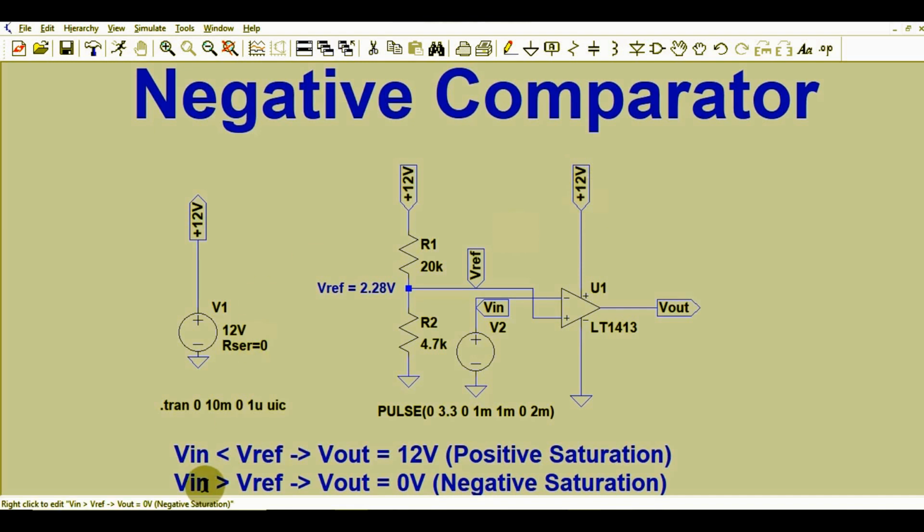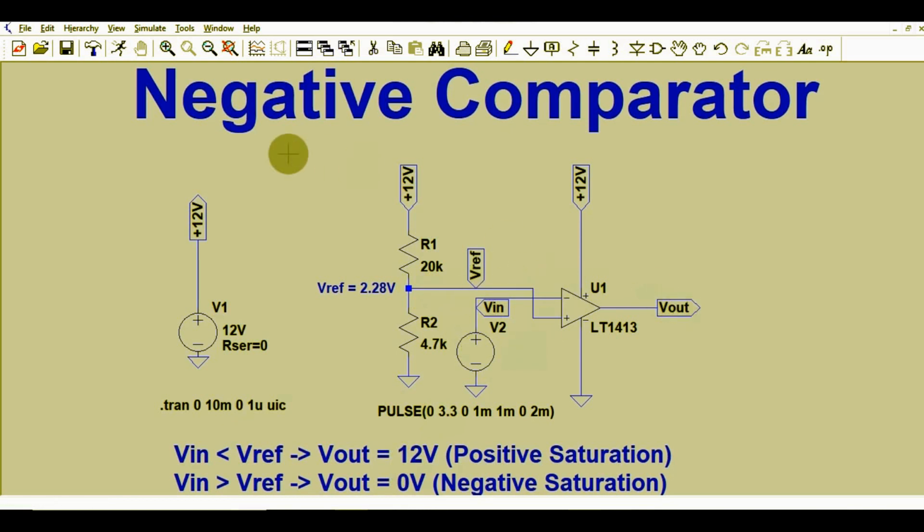And if V in is greater than V reference, at that time V out equals 0 volt. That means your op-amp will go towards negative saturation, and since your negative supply is grounded, that is at 0 level, your output would be 0 volt. Now I will run the simulation and I will show you the input waveform, the reference signal waveform, and the output waveform, and we will also understand how this circuit works.